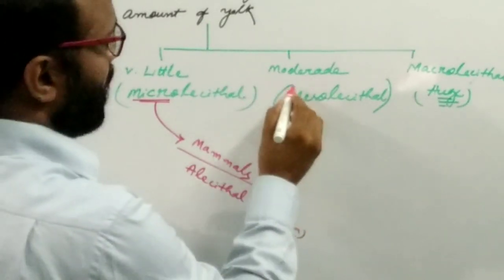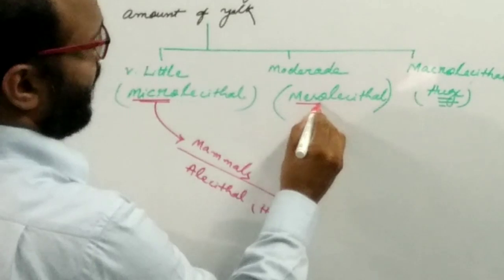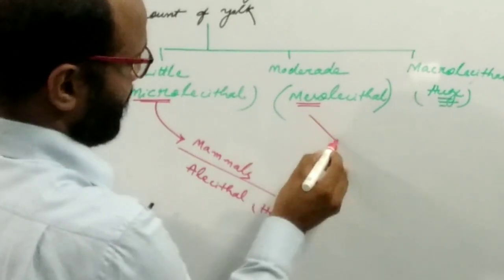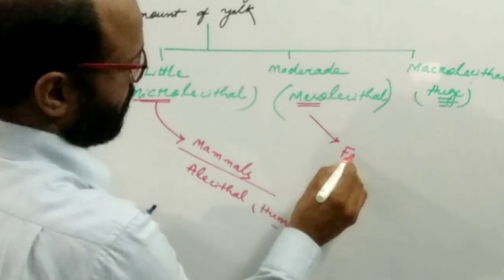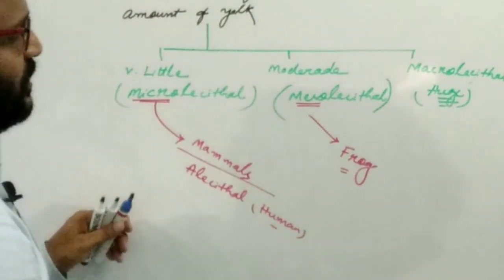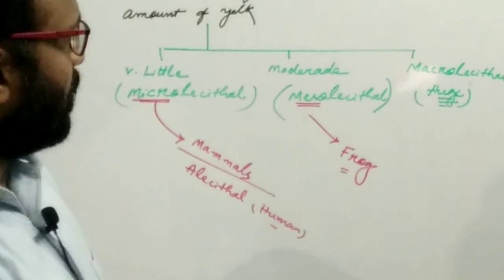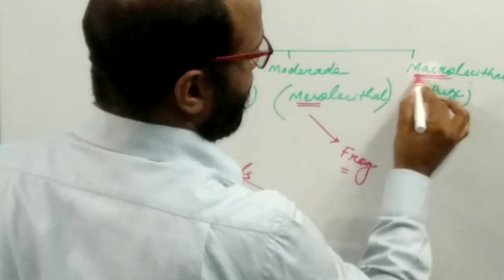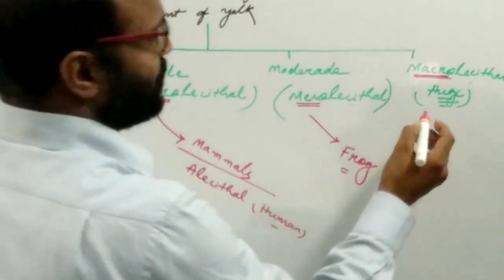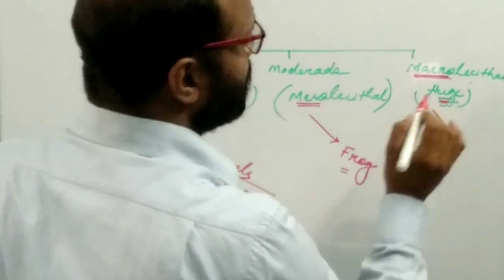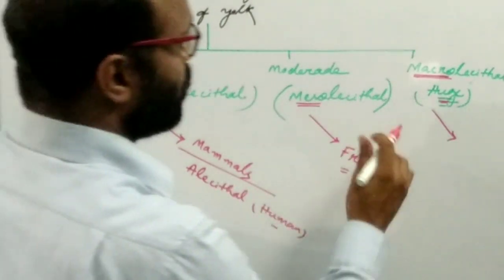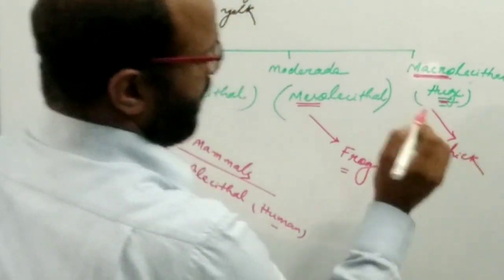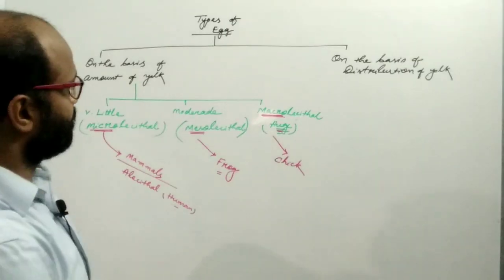If a moderate amount of yolk is present, then the egg is known as mesolecithal. Meso means not more, not little, which is moderate. The example is the frog. In amphibians, the egg contains a moderate amount of yolk. But in reptiles and birds, the egg contains a huge amount of yolk. This egg is known as the macrolecithal egg, present in chicks, birds, and reptiles.